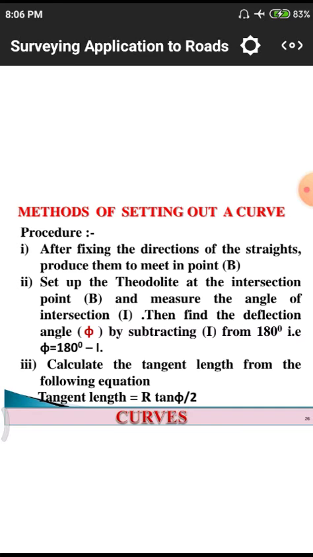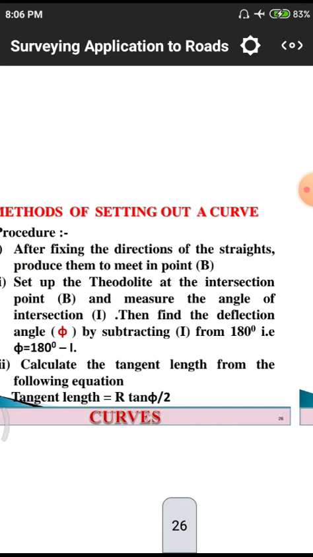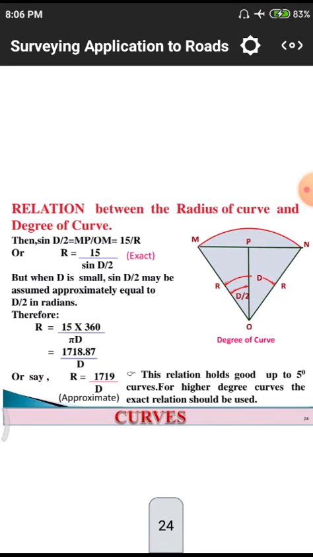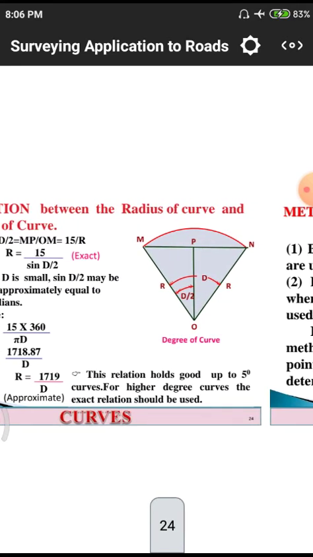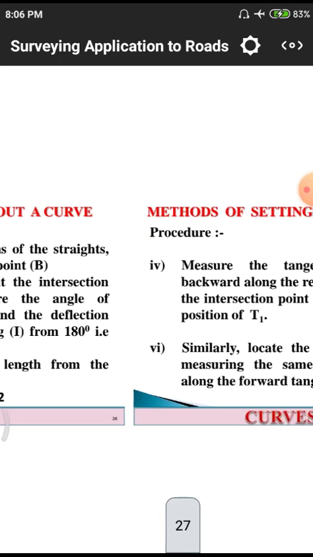After fixing the directions of the straight lines, we have to meet at point B. We have to observe this. Here we have M, N and O. First of all, we need to point toward the origin point of the particular curve. After that, we discuss the M point and N point. After that, we make those with a particular horizontal radius. This is what he is telling here.